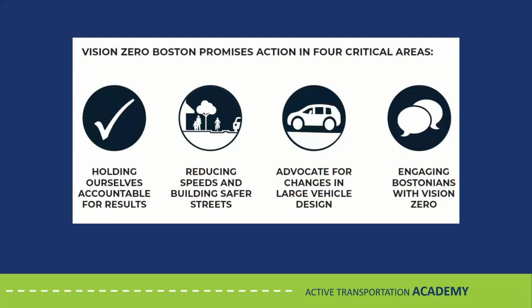The 2023 action plan carries forward 4 key areas of action. First, that's on accountability and transparency. Second, a laser focus on reducing speeds and building safer streets. Third, in an acknowledgement that more than half of the people killed while bicycling were struck by larger vehicles, the city has committed to taking action advocating for changes to the design of larger vehicles. And finally, that the city will continue to engage with residents on Vision Zero.